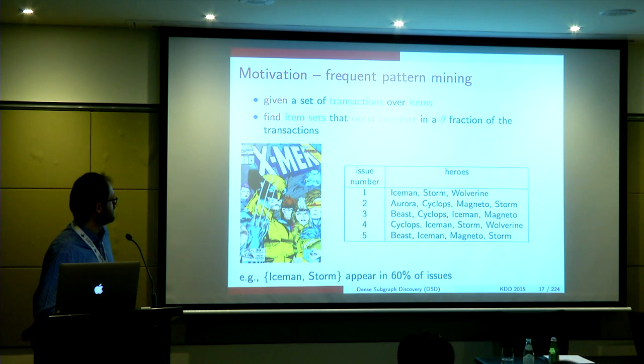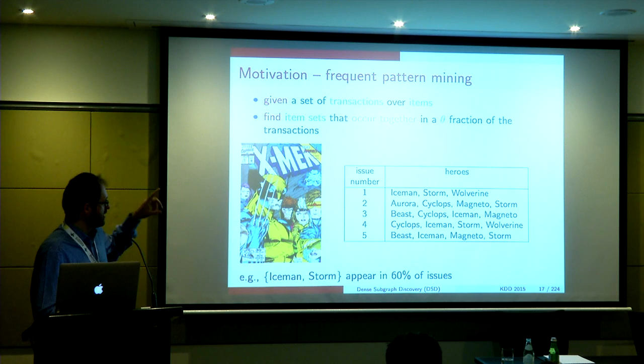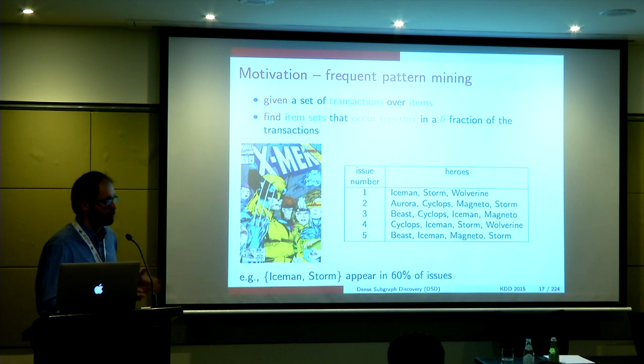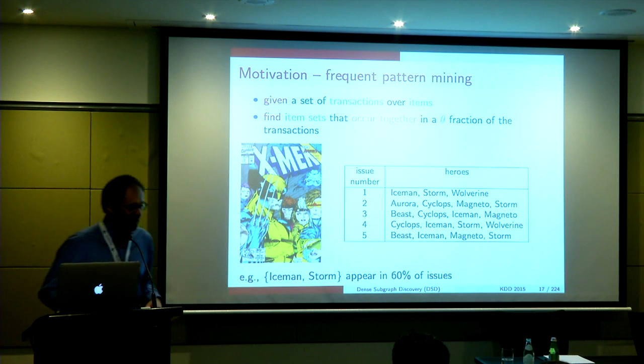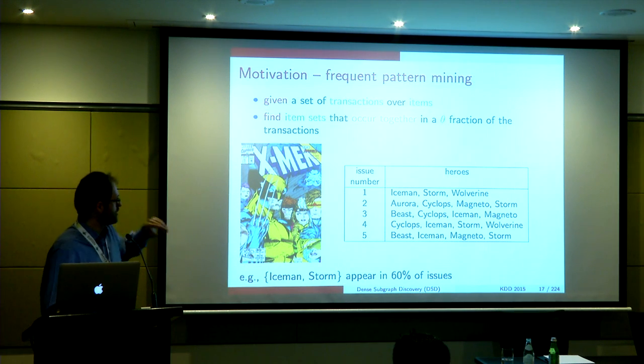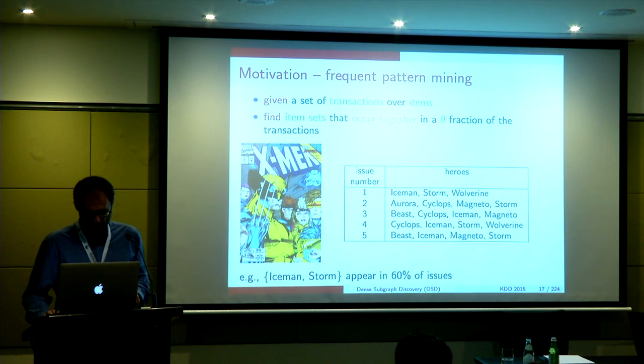So the setting, I suppose you know the setting. I have transactions. A transaction here is a comic, let's say a comic issue, and then I have the superheroes that appear in this issue, and I want to say which are the item sets that appear in many issues together. For example, in this data set, Iceman and Storm appear in 60% of the issues. So this is a frequent pair, but then I want to find frequent item sets. I suppose you know this stuff.